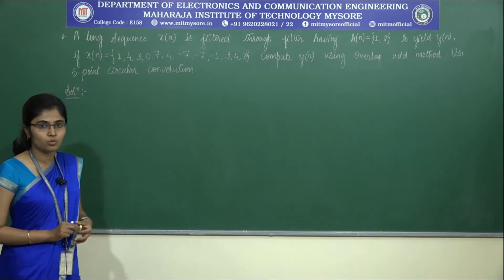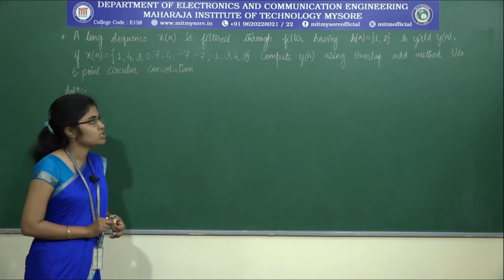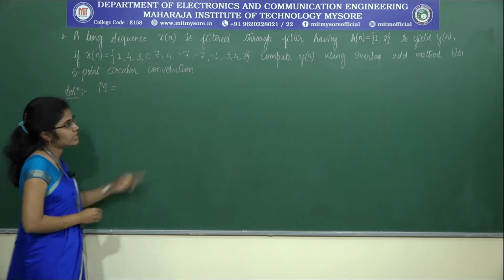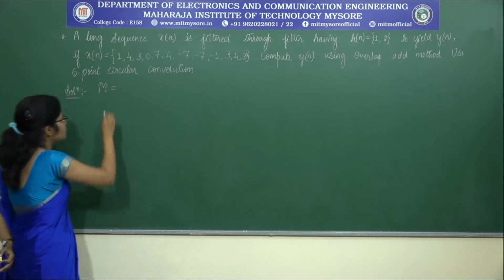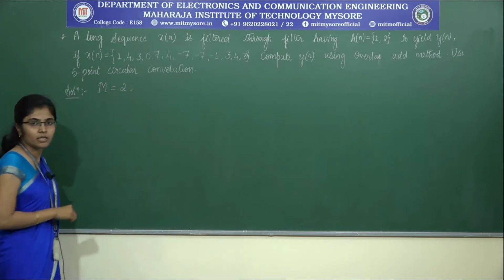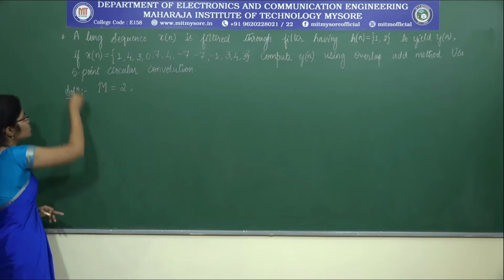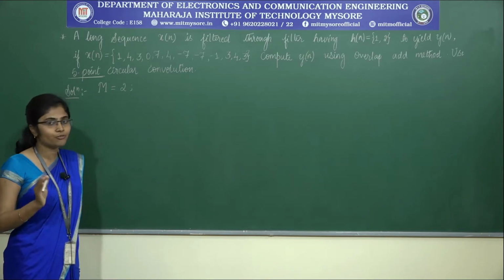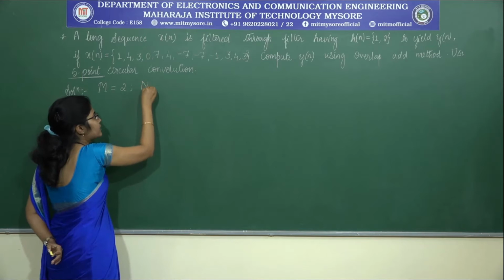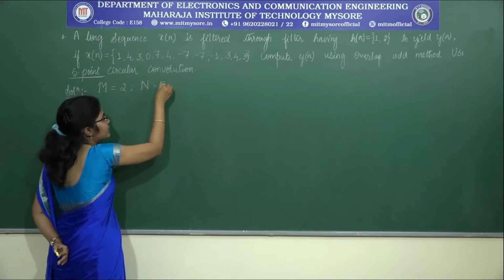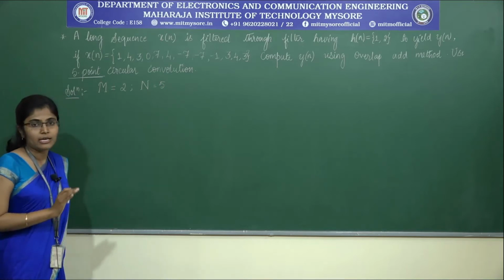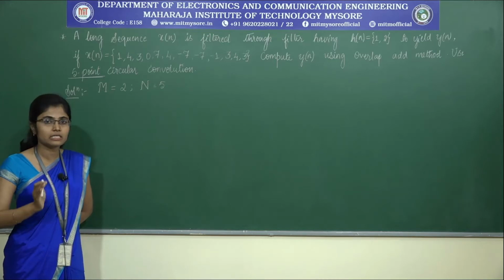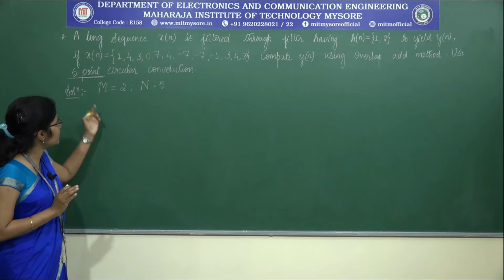The first step is we need to find out the length of h of n. So we denote the length of h of n with the variable m. What is the length of h of n? We have 2 samples, so the value of m is 2. Okay. And in the question they have indicated use 5-point circular convolution. So there is no need to find out the value of capital N. Instead, you can directly write N is equal to 5. Why am I writing this? Because they have directly given it in the question. If it is not indicated in the question, what you need to do? We need to find out the value of N with the help of the formula N is equal to 2 power m. Okay.